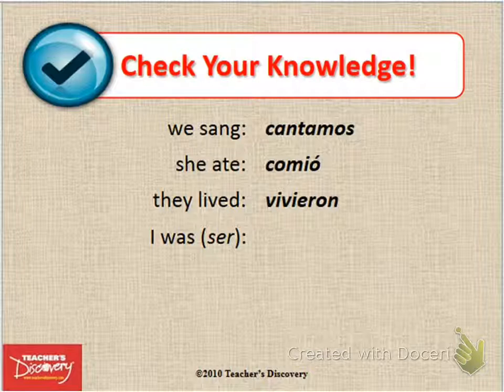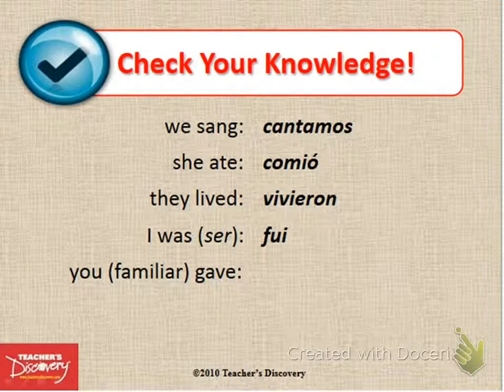Okay, I was. It technically could also be estuve in this case. That's why the ser is there to tell you that. For now, we haven't done estuve yet. It's a whole different version of irregular. But for now, ser. For the yo form, fui. Good. You, familiar or informal? Gave. One of your irregulars for this chapter. One of the 5, technically 6.